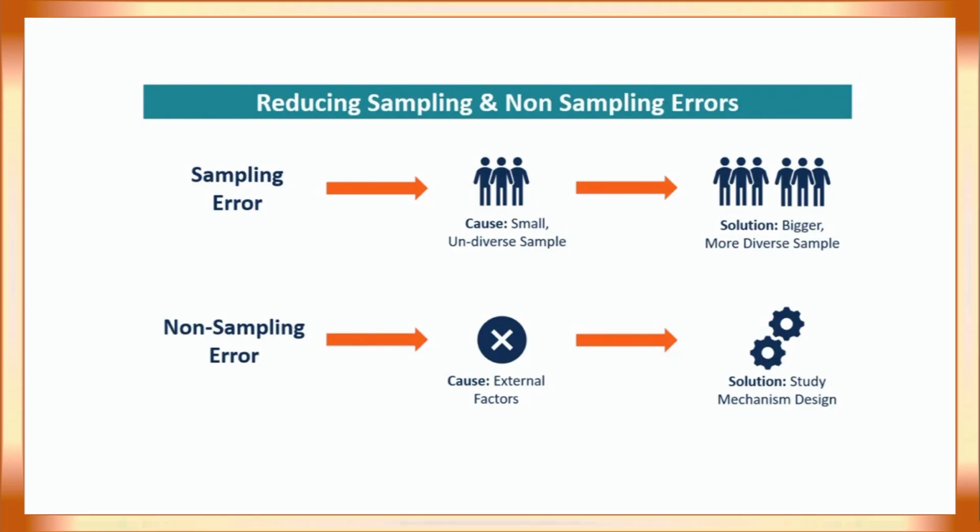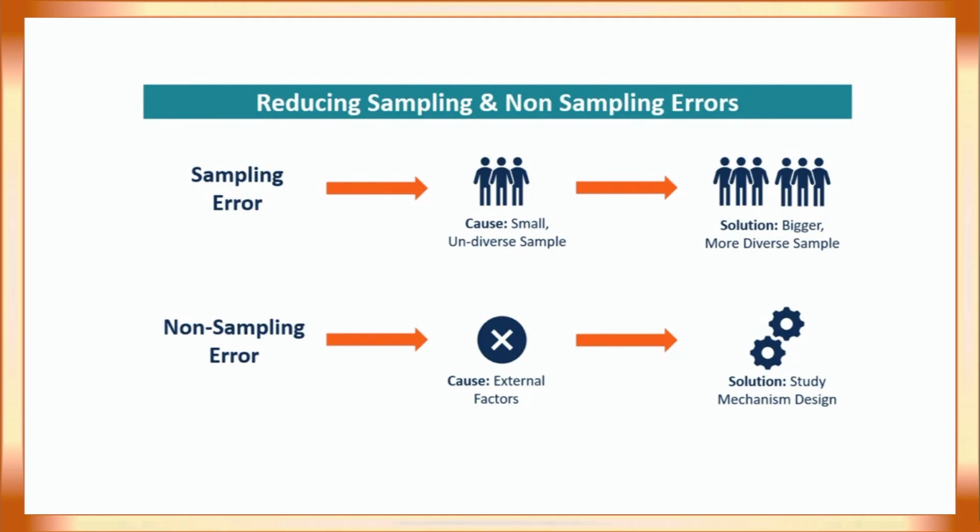Again revisiting sampling error: it is because you have a non-representative sample, often a small or undiverse sample. And what is the solution? Use a bigger, more diverse sample. So that is the cause and the solution of sampling error. On the other hand, non-sampling error is generally caused by external factors, and the solution is to be very careful about designing the study mechanism.